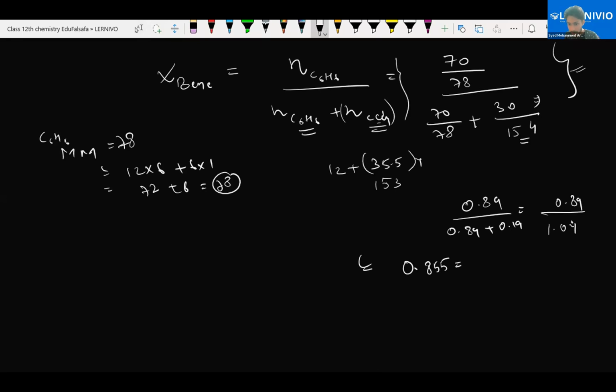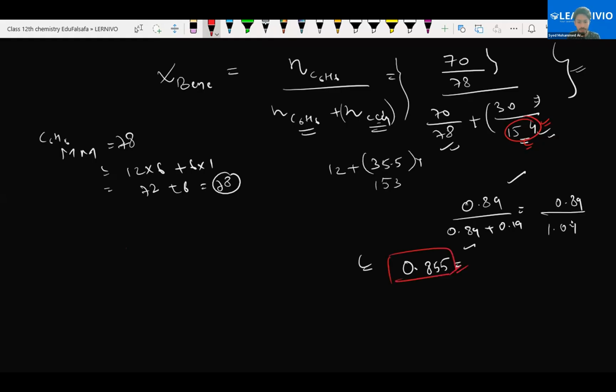This is the mole fraction of benzene basically. They go 70 upon 78, how much? It's 0.89, correct? Same here, 70 upon 78, 0.89. And here it is 30 upon 154. And what I am able to analyze is that you have put the wrong molar mass here. Yes, sir. I did 70 upon 153 and 30 upon 78. That's why you are getting the wrong answer. So basically, you have to be more concerned while writing the molar mass.